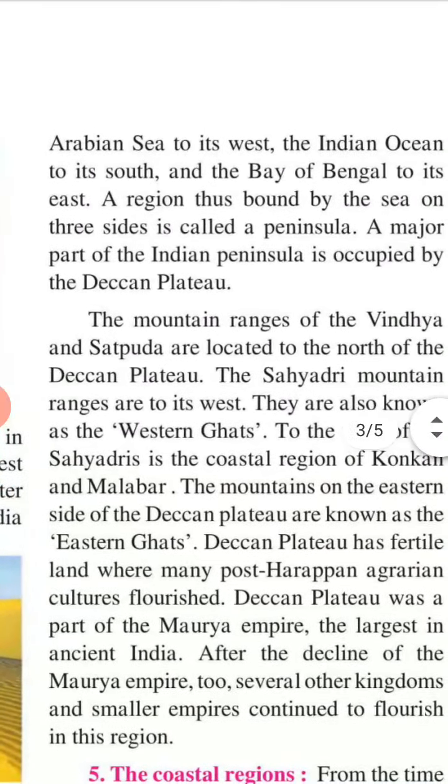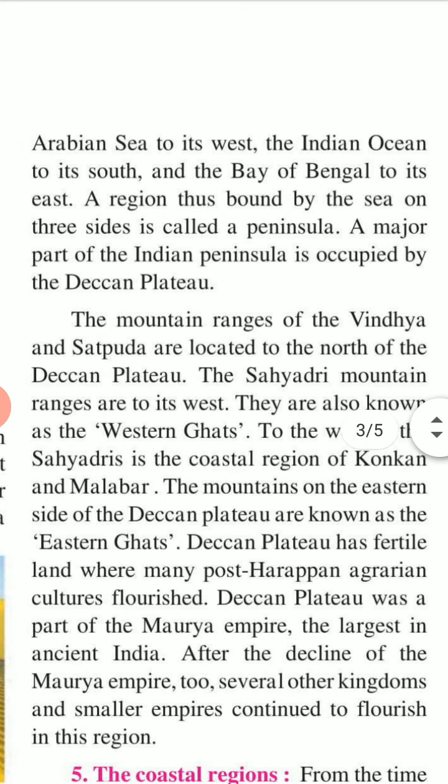This region has the Arabian Sea to its west, the Indian Ocean to its south, and the Bay of Bengal to its east. A region thus bound by the sea on three sides is called a peninsula. What is it called? The region which is bound by the sea on three sides is called a peninsula. A major part of the Indian peninsula is occupied by the Deccan Plateau.